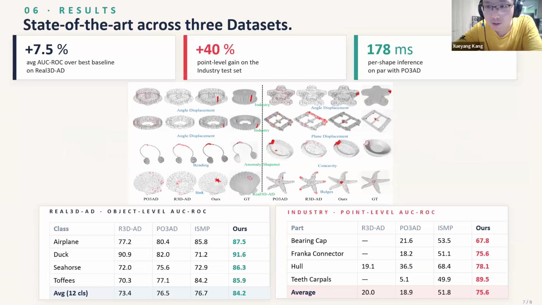We reach state-of-the-art across 3 dataset benchmarks. On our self-made new industrial test set, the gain is 40% at the point level for planar and angular displacements, where existing methods essentially fail. The qualitative results show our anomaly point predictions against ground truth across various types of defects.